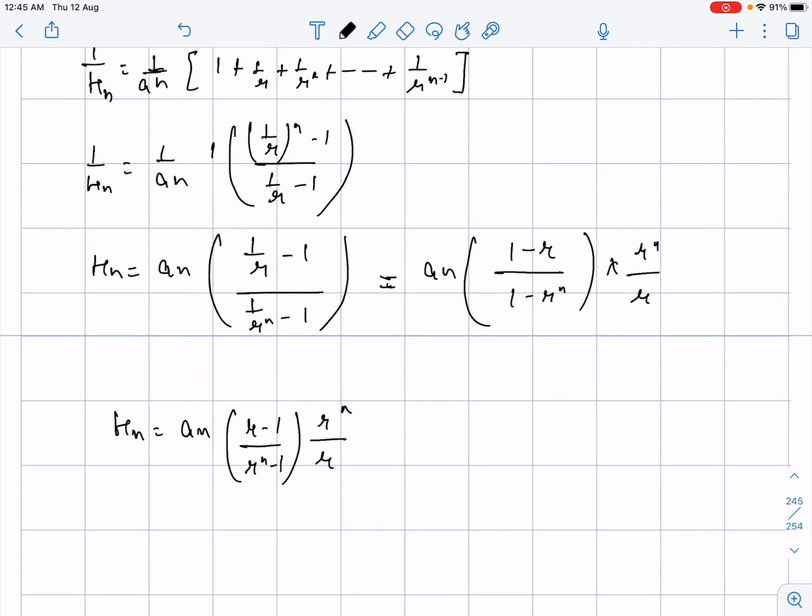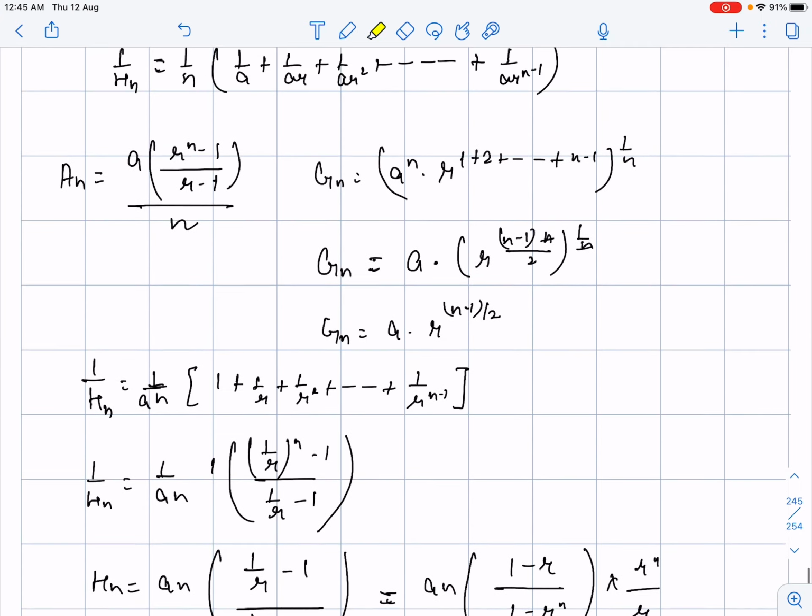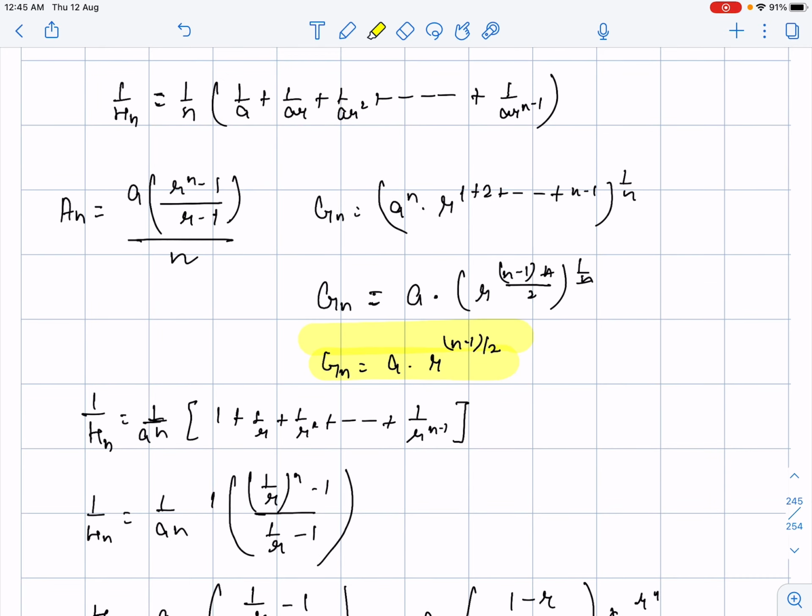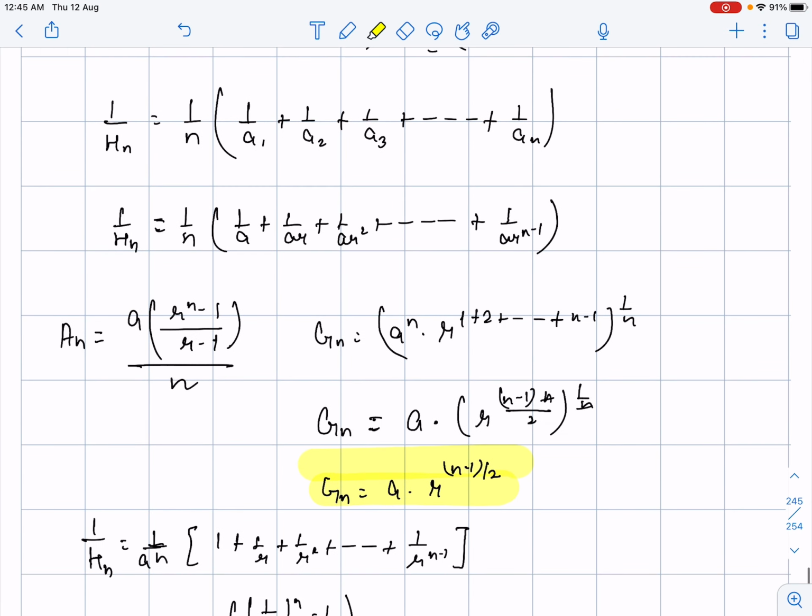Now we know the value of Hn over here, we know the value of Gn over here, and we know the value of An over here. This is the value of Gn we know, that was the value of Hn, and this is the value of An we know.